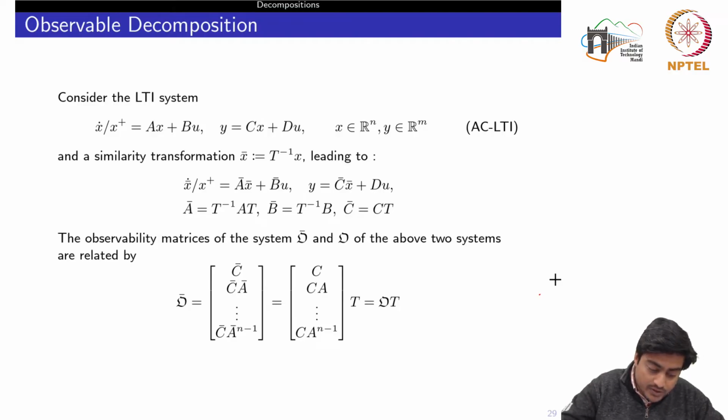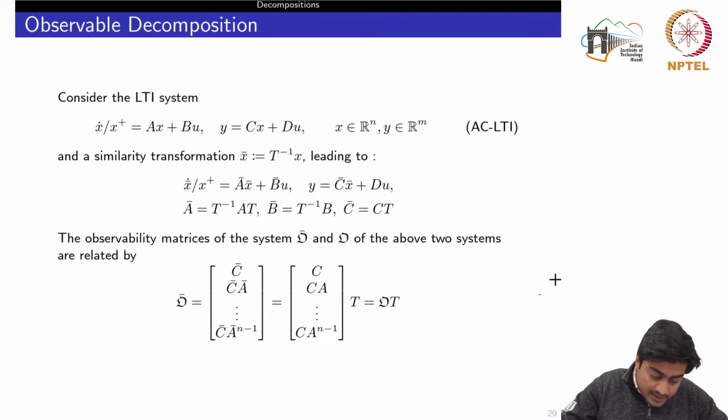Before that, first we will go into the decompositions, that is, the different decomposition techniques to extract or differentiate between the observable part and the unobservable part. And then we will define detectability, which is a weaker condition than observability.